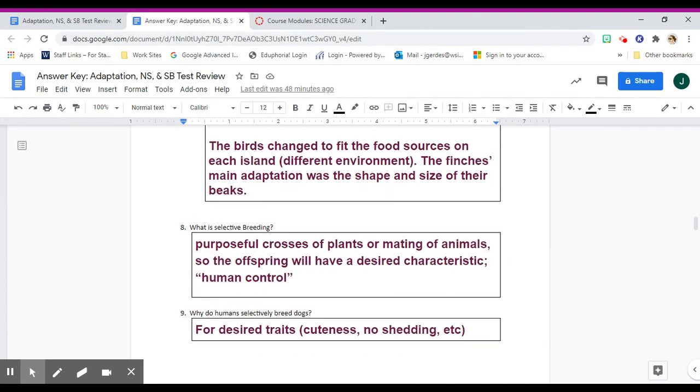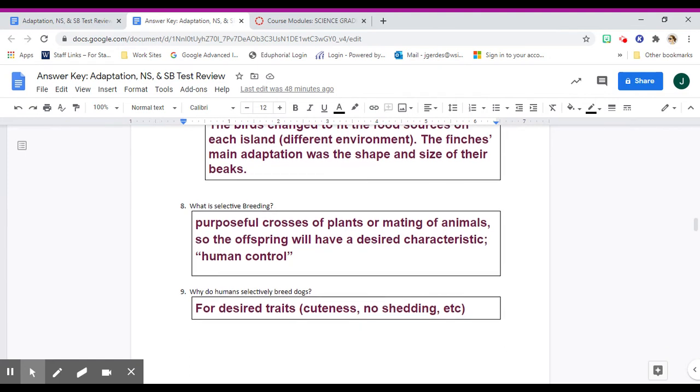Number 8. What is selective breeding? Purposeful crosses of plants or mating of animals so that the offspring will have desired characteristics. And remember, this is where humans are choosing the mates, or they're taking the pollen and the seed from different plants and choosing that way. So this is not happening in nature. This is with domestic plants and animals.